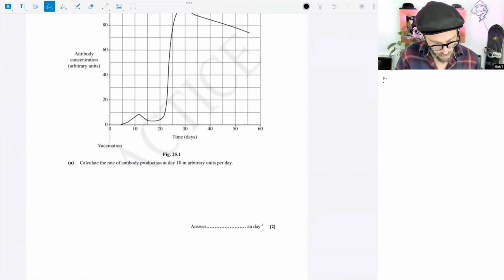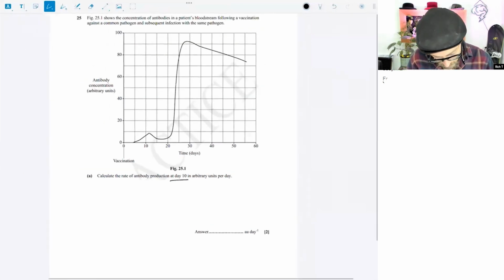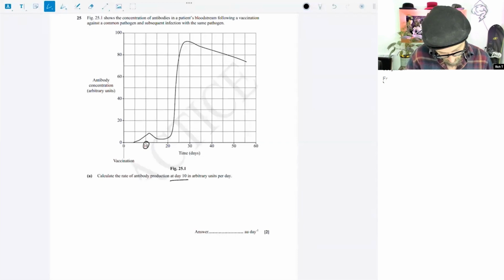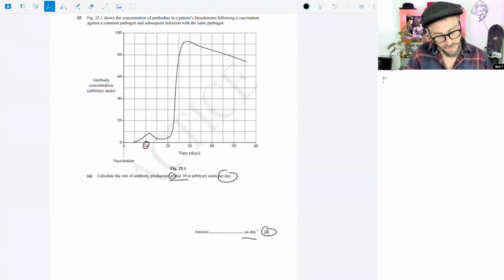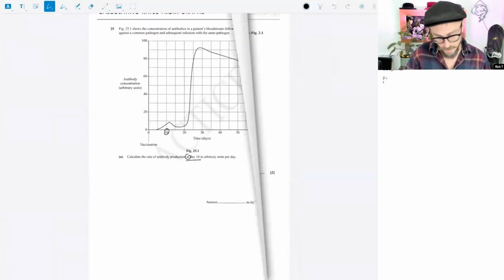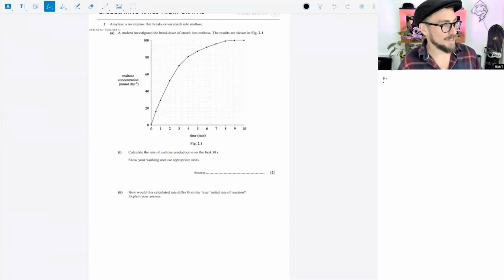Calculate the rate of antibody production at day 10. Okay, so at day 10, oh, that's actually an unusual wording, in arbitrary units per day. So I'll let you have a play with that one. It's only 2 marks and it's arbitrary units per day. So I'll let you play with that one and you can have a go. You can ask me questions on the live class if you need to. The mark schemes are attached here as well.